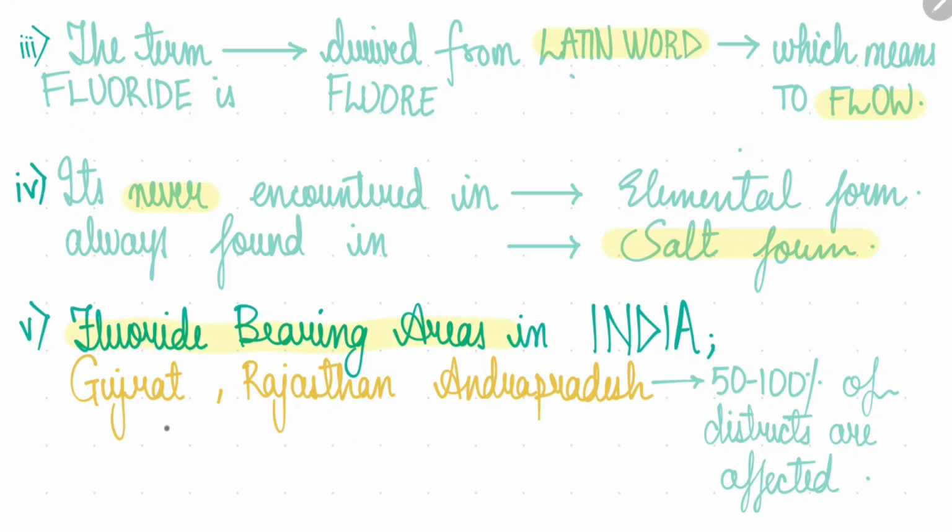So, what are the fluoride bearing areas in India? Now, what do you mean by fluoride bearing areas? Fluoride bearing areas are the areas where the fluoride concentration is naturally high in water, in salt, etc. The fluoride bearing areas in India are Gujarat, Rajasthan and Andhra Pradesh, where 50 to 100% of the districts are affected. This is one of the most important viva questions in community dentistry and in pediatric dentistry.